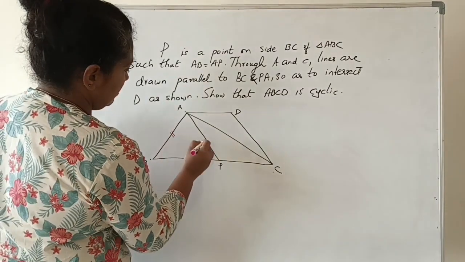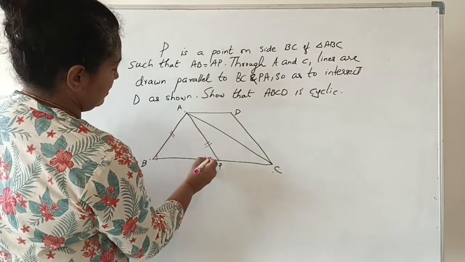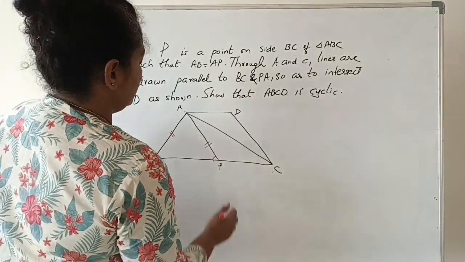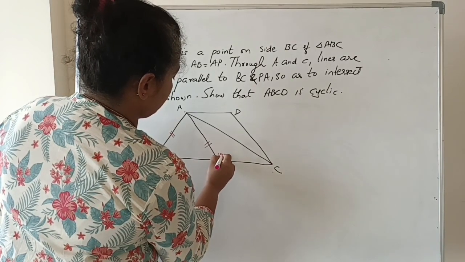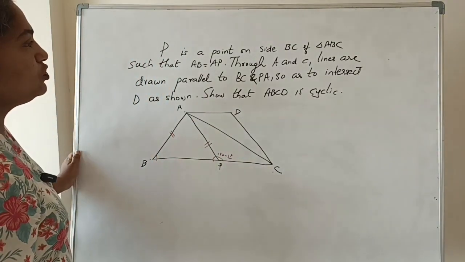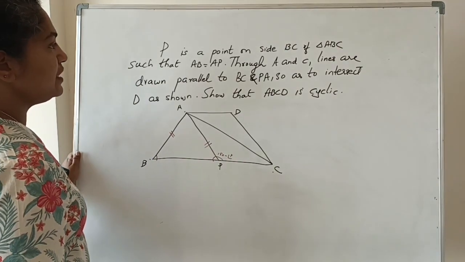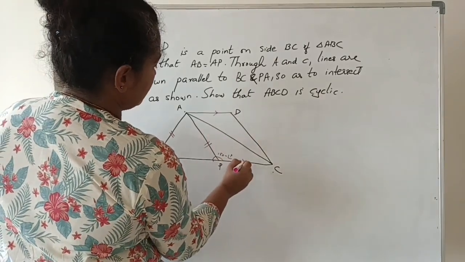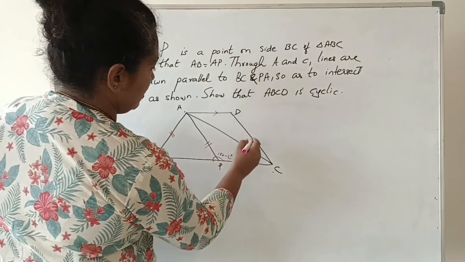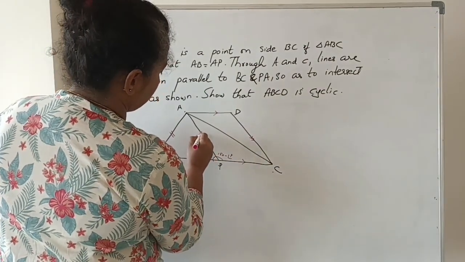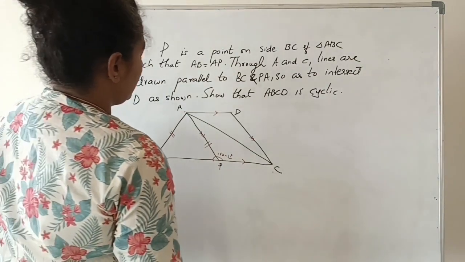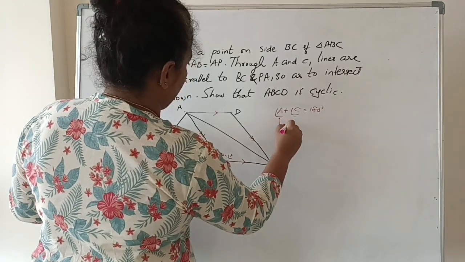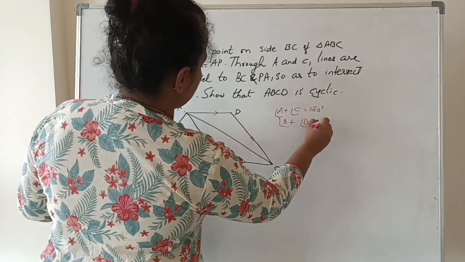So it is given that AB is equal to AP. So I know angle B is equal to angle P over here. Okay. Now this will become 180 minus P. Okay. Through A and C, lines are drawn parallel to BC and PA. So there is a line which is parallel to BC, so AD is parallel to BC. And also a line is drawn parallel to PA. This is parallel to this. Okay. Now we need to show that angle A plus angle C is equal to 180, or angle B plus angle D is equal to 180.